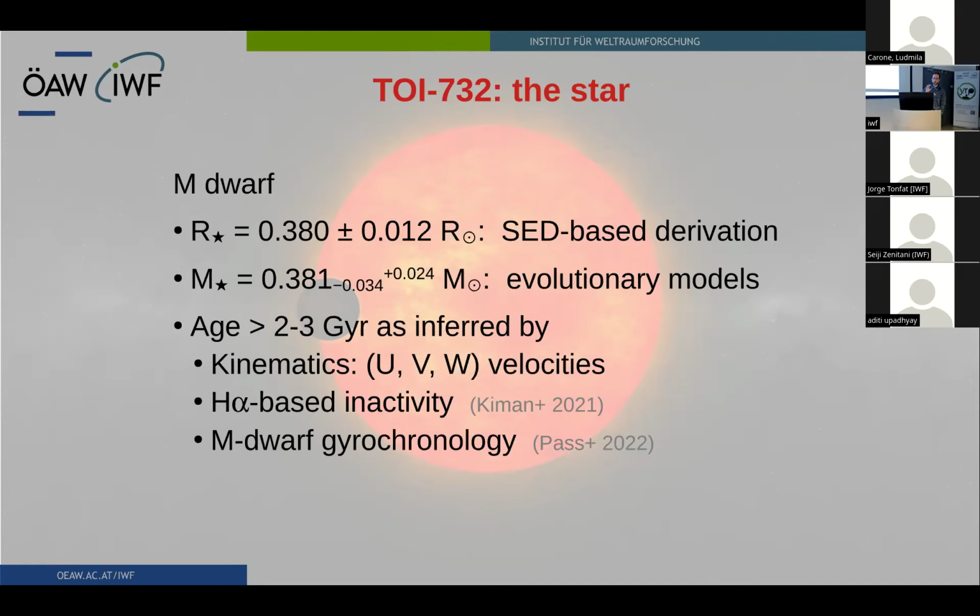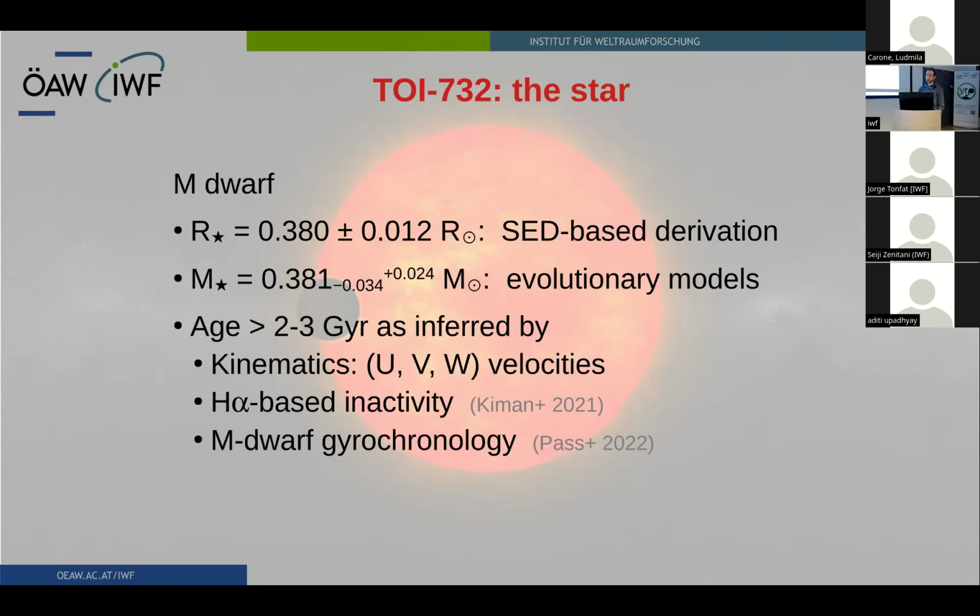It has a radius of 0.4 solar radii. This estimate was based on SED derivation. SED stands for spectral energy distribution. Essentially, we got multi-band photometry, the total bolometric flux of the star, and if the distance is known from Gaia, you can then retrieve the bolometric luminosity, and by inverting the Stefan-Boltzmann law, if the effective temperature is available, you can get the radius.